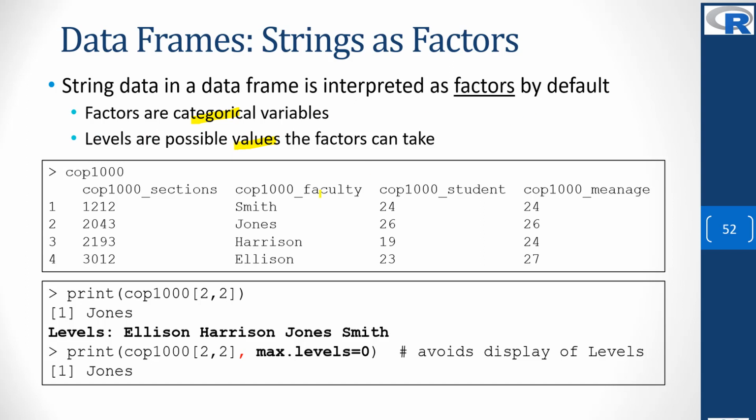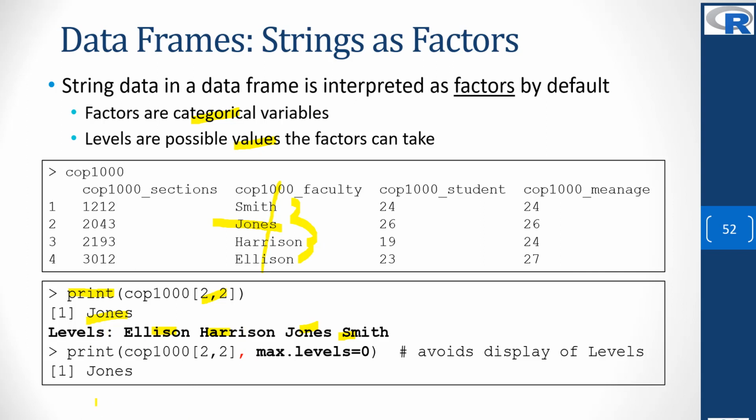So if I am going to show the value of the faculty vector, second column, and I want to drill down to the second row to get a single element from that data frame, and notice we're using the 2 index comma separated extraction notation here. So I'm going to the second column, second row, which is Jones, and it prints the value of Jones, and it's also going to show the levels, the possible levels: Ellison, Harrison, Jones, and Smith, which corresponds to the data we provided for that column. So it's interpreting those names as factors.